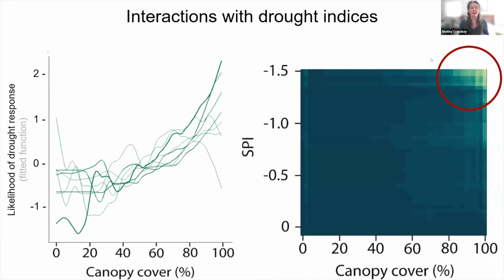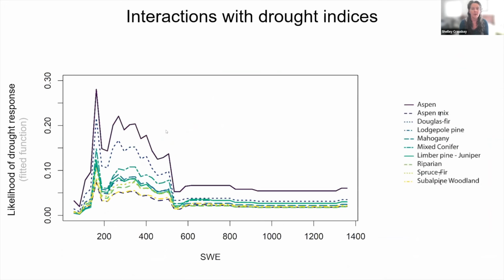This is an example of how if you were just looking at that drought index alone, you would really miss a lot of the important features of how ecological drought manifests on the landscape. Here's another example of snow water equivalent interacting with the kind of vegetation to show the likelihood of drought response. So here we see that aspen are much more likely to experience some drought impacts, or perhaps Douglas fir, during these times of low snowpack.